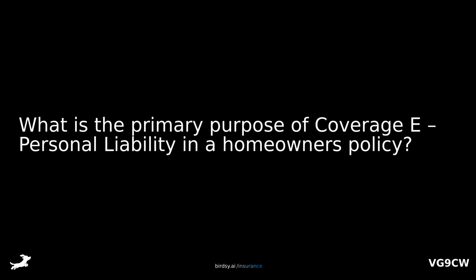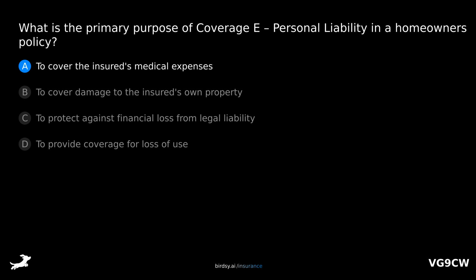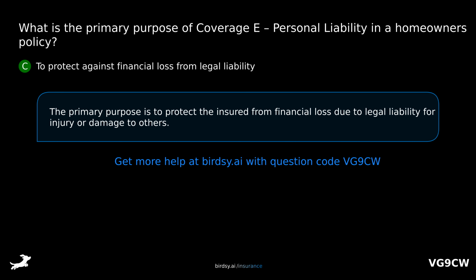What is the primary purpose of coverage E, personal liability, in a homeowner's policy? Is it A, to cover the insured's medical expenses? B, to cover damage to the insured's own property? C, to protect against financial loss from legal liability? Or D, to provide coverage for loss of use? The answer is C, to protect against financial loss from legal liability. The primary purpose is to protect the insured from financial loss due to legal liability for injury or damage to others.